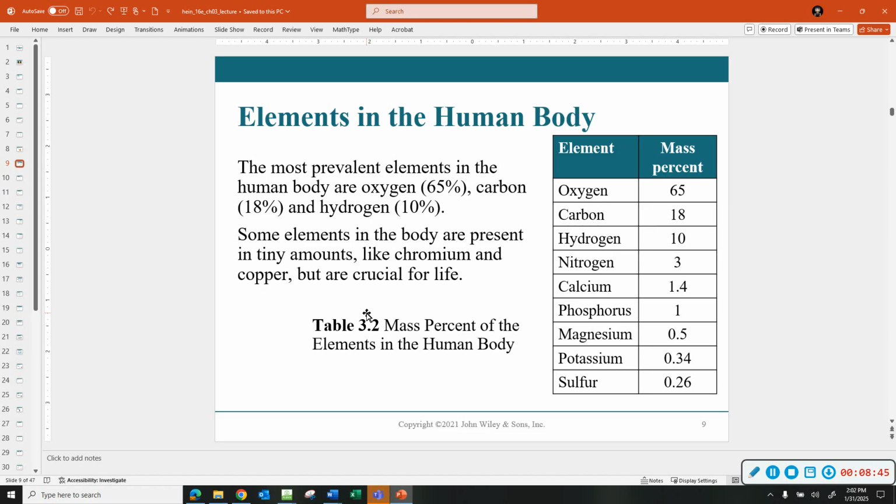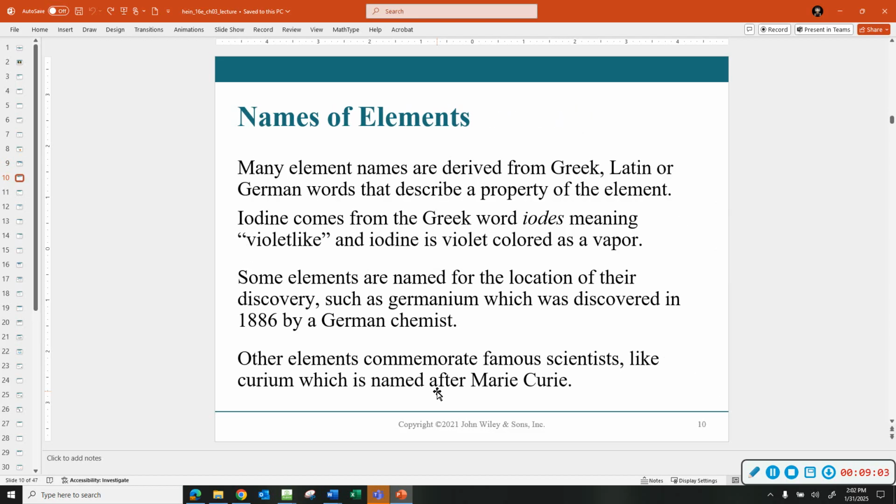Elements in the human body, again, oxygen is the largest. You should know that because we're about 72% water. So oxygen's going to be there a lot. Hydrogen has to be there. Carbon is in our bones along with calcium. Okay. Names of the elements.